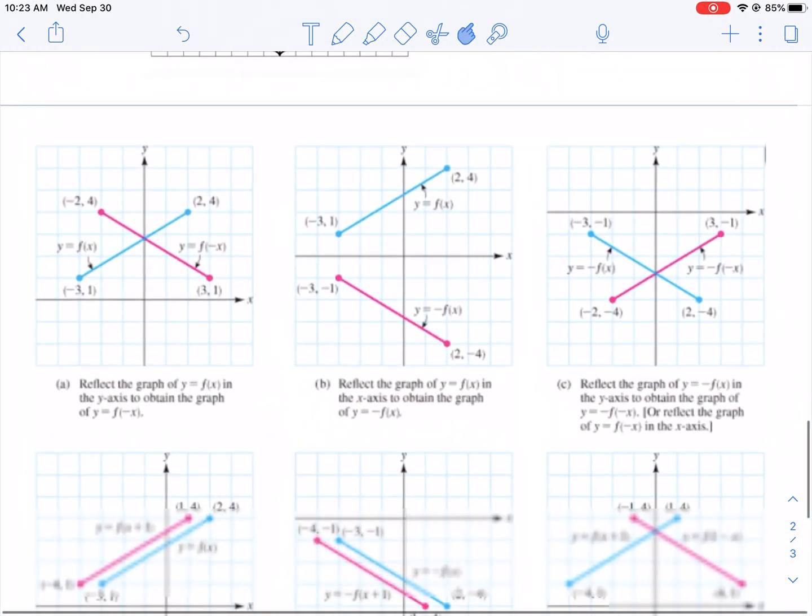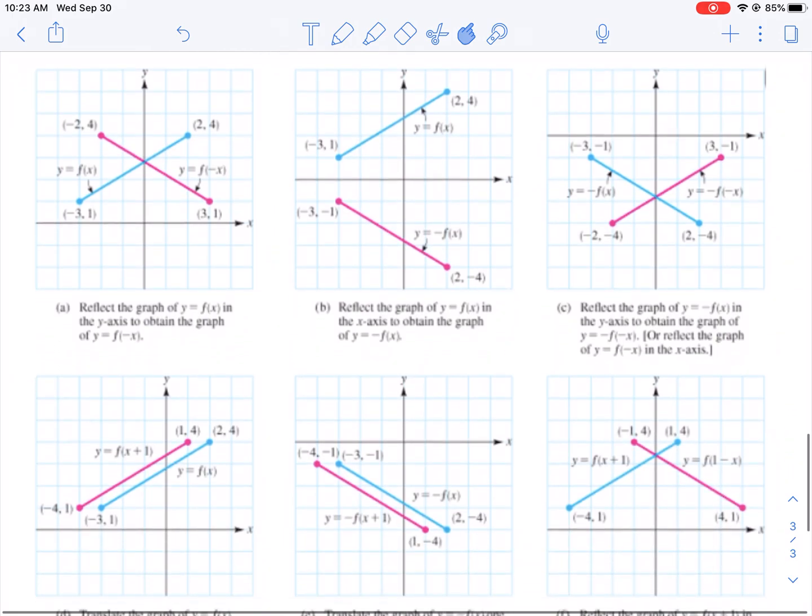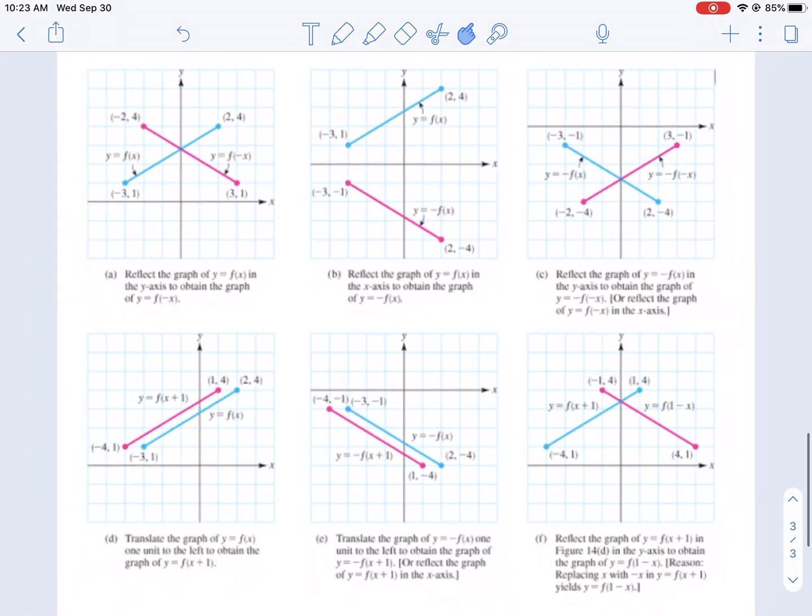Here are some very good visuals for my visual learners. There's some reflecting, there's some translating. The blue is the original function. Then the pink is that reflection or translation. So please look at these. They are helpful for my visual learners, and it explains to you what's happening in the little sentence down here. Very helpful for my visual peeps.